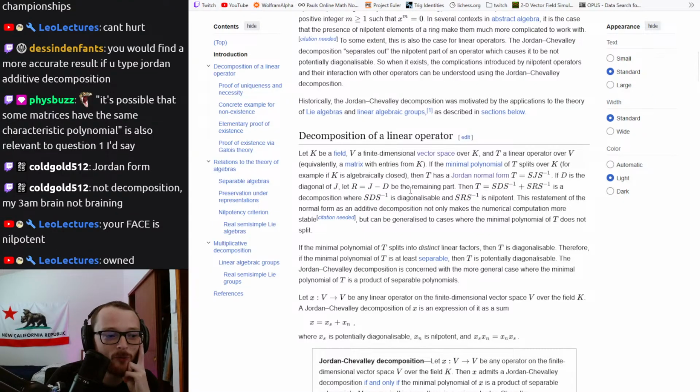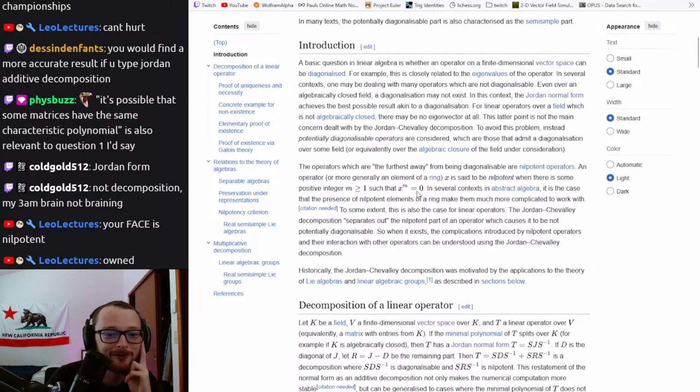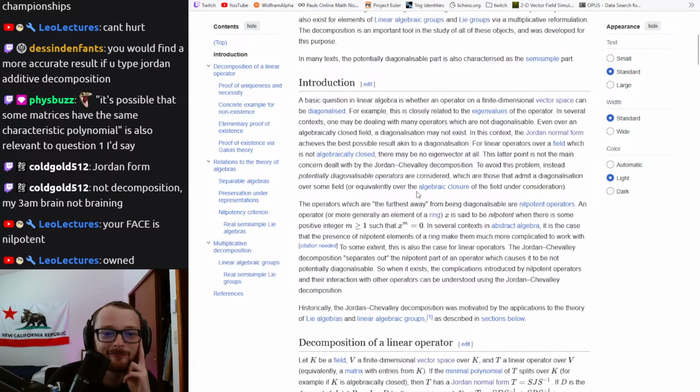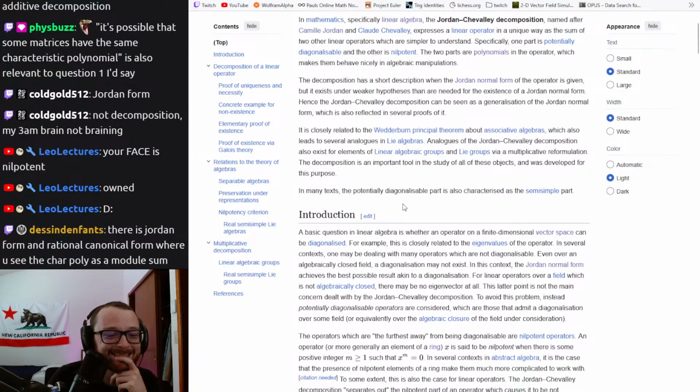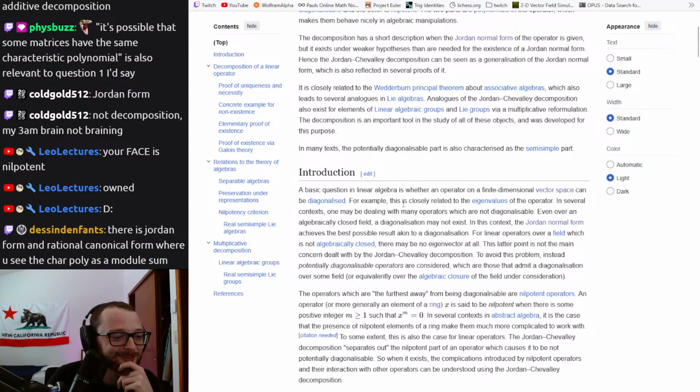Wow. Dude, Leo, that's too far. Unmodded. Come on. He just called people's face nilpotent. Just kidding. Jordan form, rational canonical form, where you see the characteristic polynomial as a modular sum.